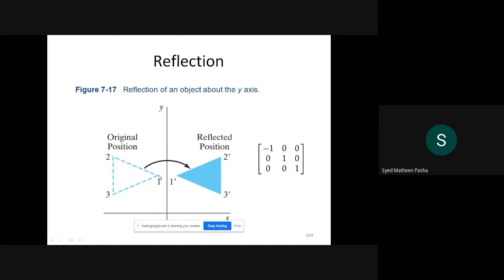Basically, point 1 comes here, point 2 comes here. Just the reflection: the similar object is reflected to a different position. That is nothing but the x as well as y axis there. I can say reflection is nothing but flipping. The other name for reflection is flipping. We flip both the x as well as y coordinates of a point by reflecting about an axis.